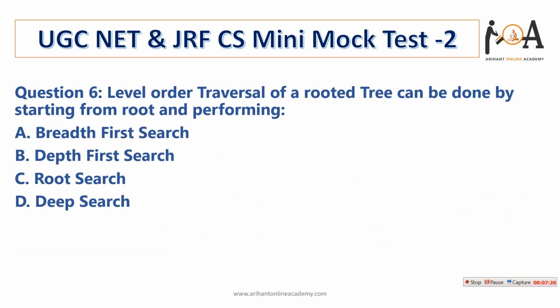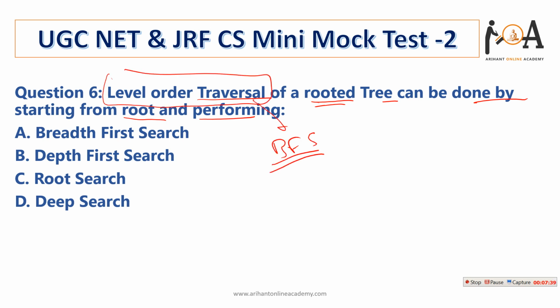Now the next question is, level order traversal of a rooted tree can be done by starting from the root and performing. So basically level order traversal itself is called BFS, that is breadth first search. It is called level order traversal. A is the right answer.